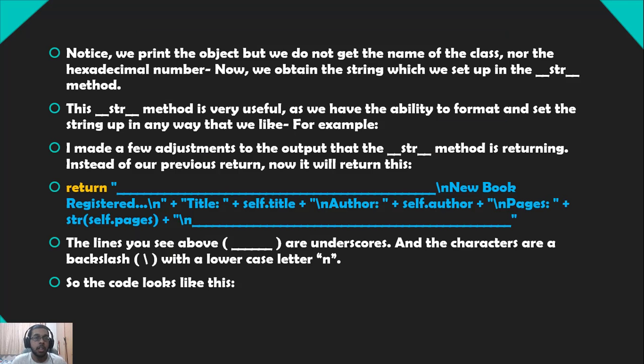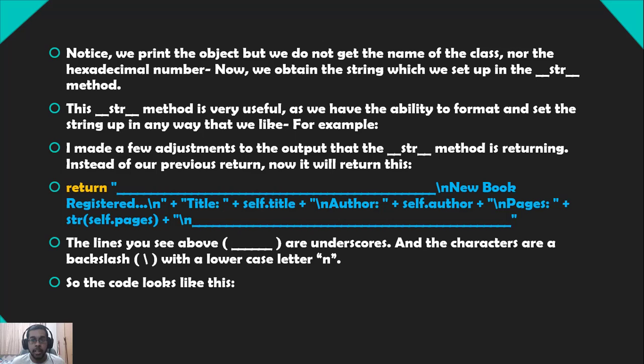Notice, we print the object but we do not get the name of the class nor the hexadecimal number. Now we obtain the string which we set up in the string method. This string method is very useful as we have the ability to format and set the string up in any way that we like. For example, I made a few adjustments to the output that the string method is returning. Instead of our previous return, it will return this.